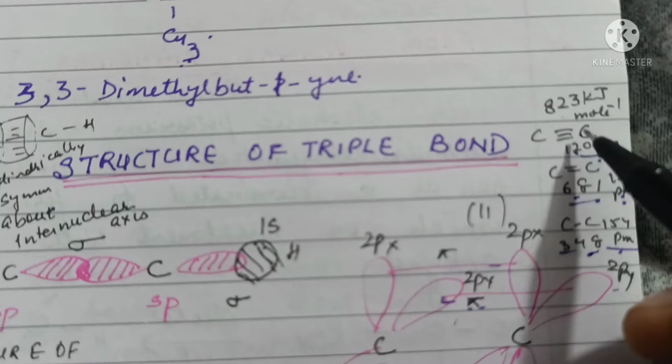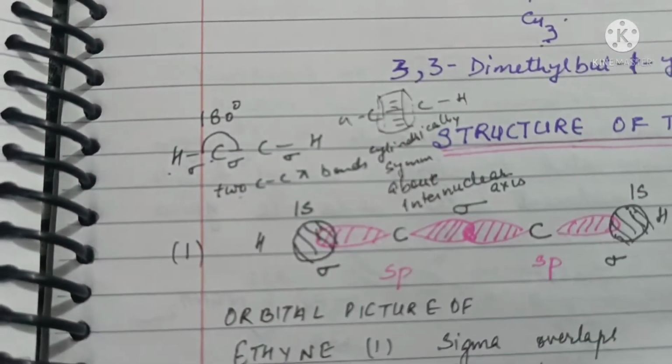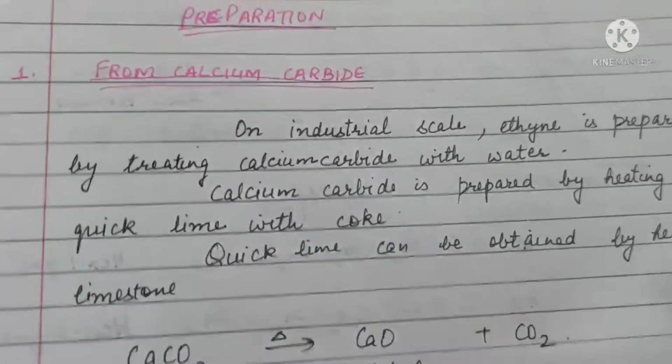So the triple bond is most difficult to break. Out of the 3 bonds, the pi bonds are easier to break than the sigma bond. So this is the structure of the triple bond in case of ethyne.